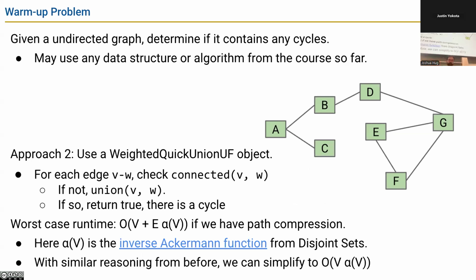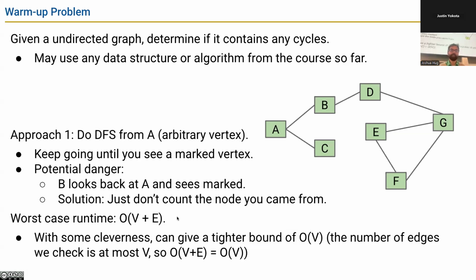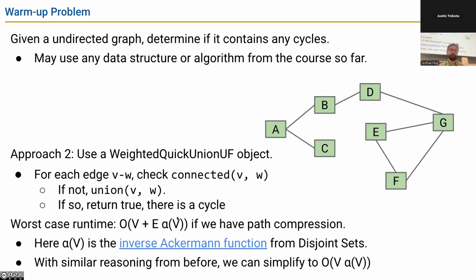Here's a second approach, which is to use a weighted quick union object. Just iterate over all the edges, and every time you look at an edge, you check if it's connected. If it's not connected, you union them. If at any point you see an edge where the two sides are already connected, then there's a cycle. This approach would be V plus E times inverse Ackermann log V time overall. Both of these approaches are fine. This one's a little more straightforward. This one's also pretty and a bit faster. Wait, actually, no, a bit slower, barely slower.